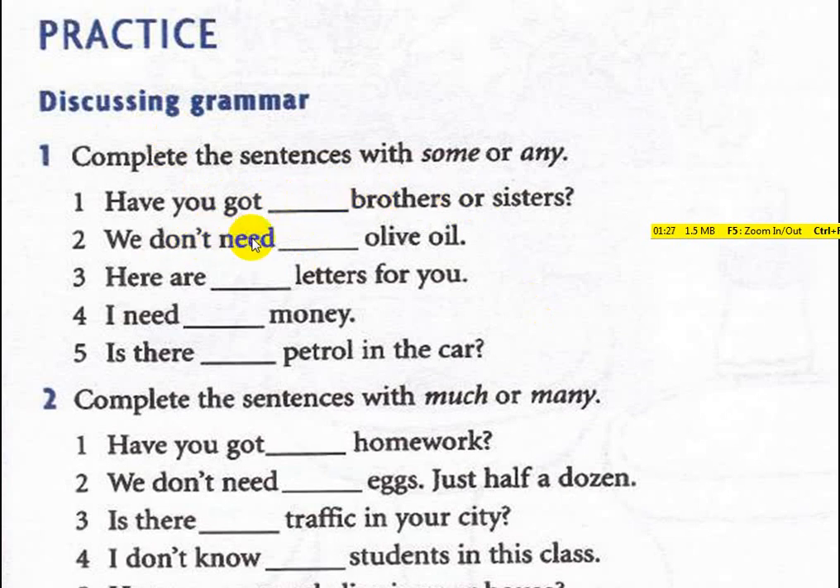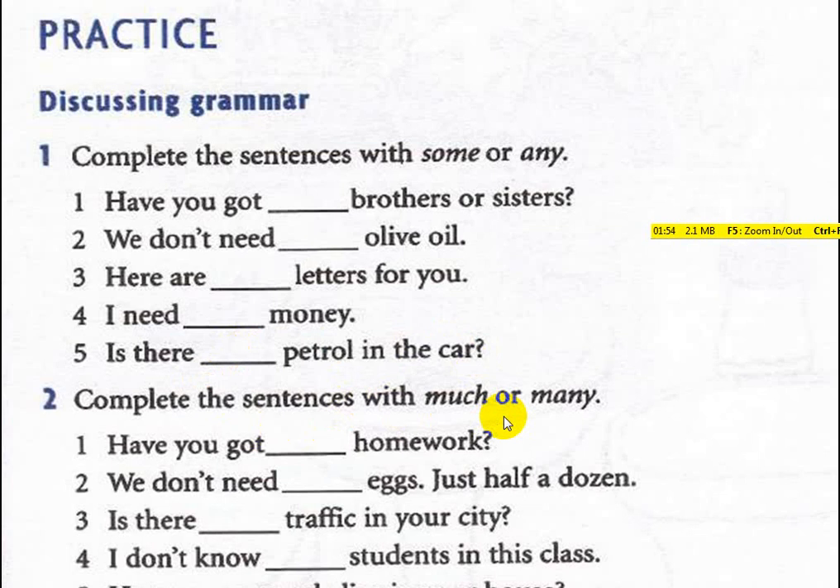We don't need any olive oil because this sentence is negative. We used any here because this sentence is a question. Here are some letters for you. It is a positive sentence. I need some money. Is there any petrol in the car?